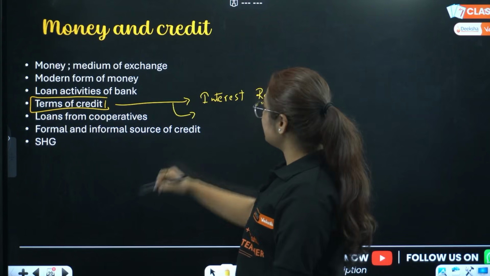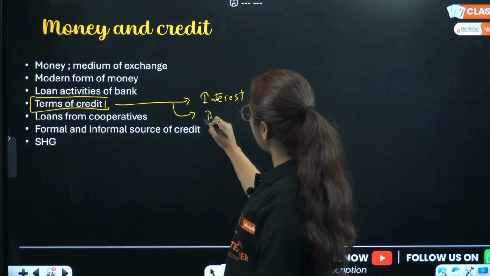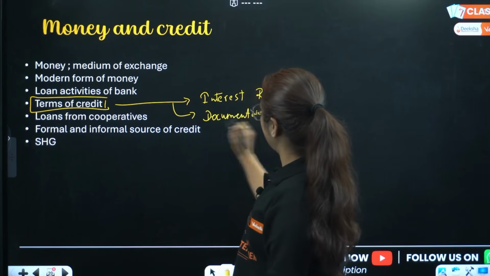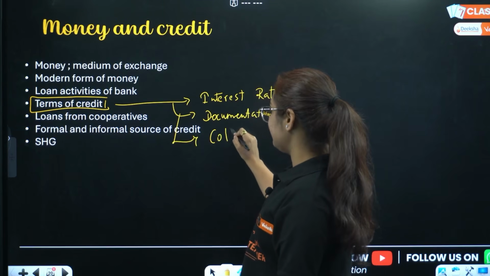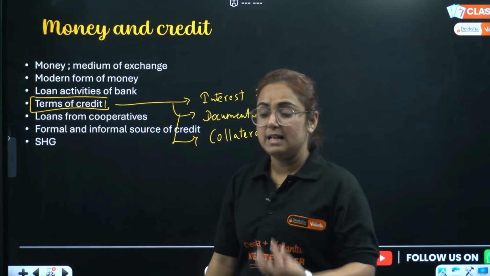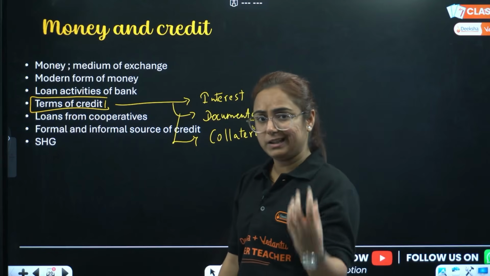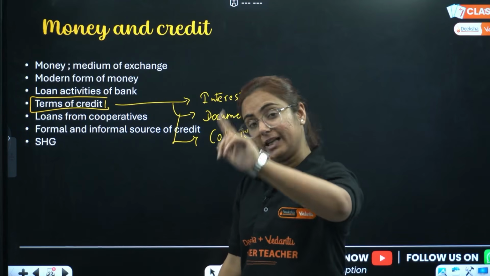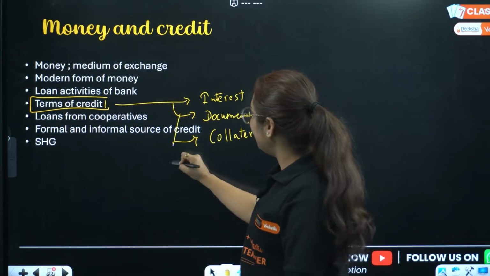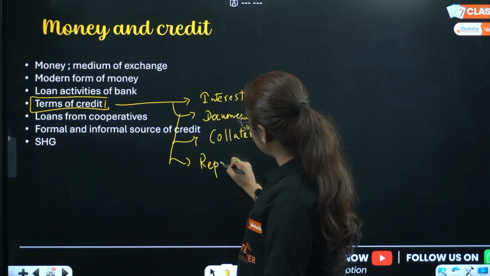Okay. Next is: do you have proper documentation? They will ask for proper documentation. Third, something to be kept as collateral. What is collateral? Land, property, anything which is an asset, so that if you do not repay the loan, they can get the profit out of there. And the next is repayment of the loan.